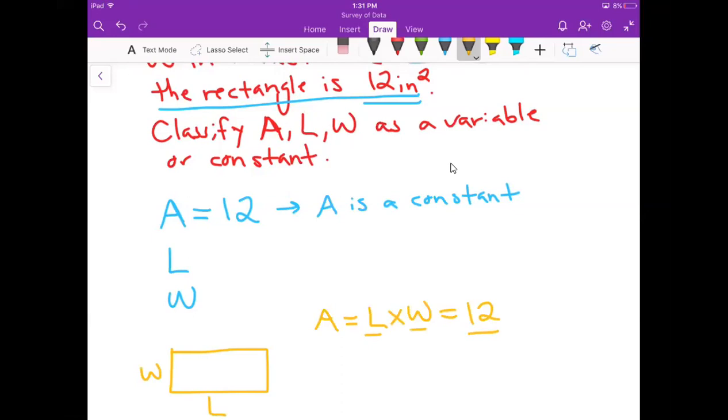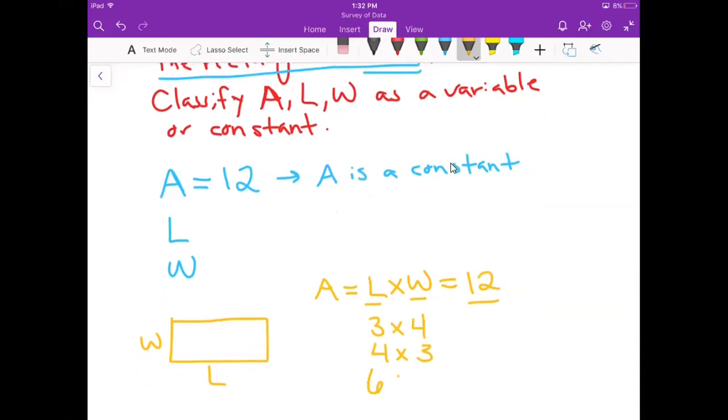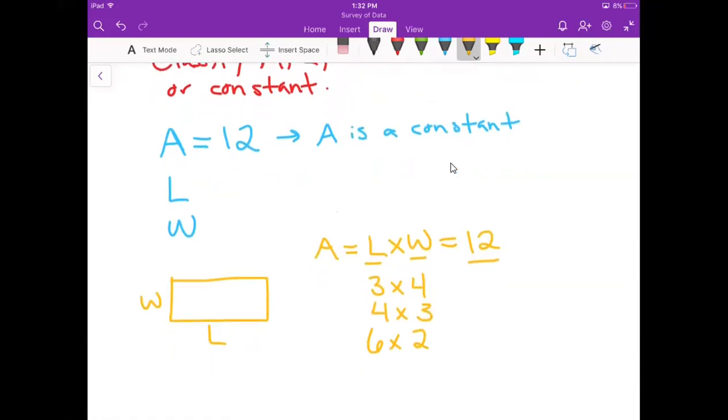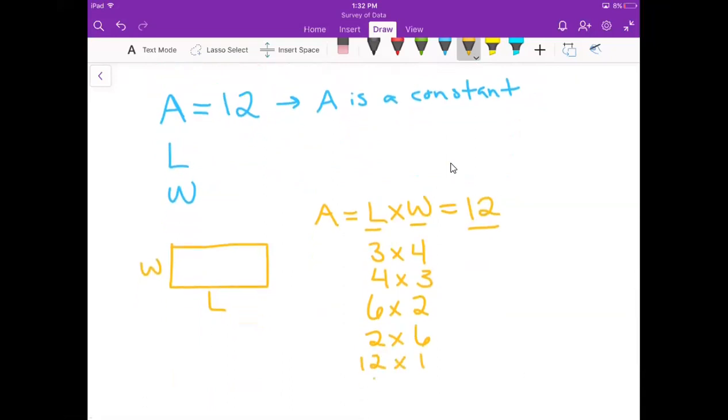So what numbers can you think of? It turns out that there's multiple numbers that L and W could be. We know 3 times 4 is 12, so L could be 3 and W could be 4. Or we could switch those around. It could be 4 times 3 and make L 4 and W 3. Or we could use 6 and 2, or 2 and 6 to get an area of 12. Or finally, we could use 12 and 1, or 1 and 12 to get an area of 12.